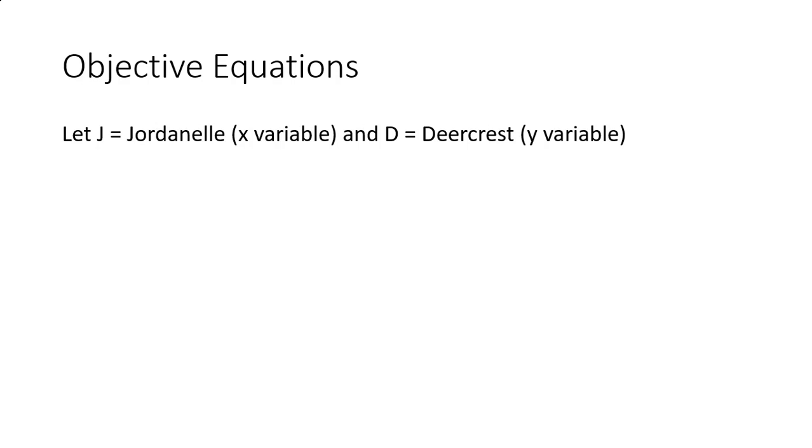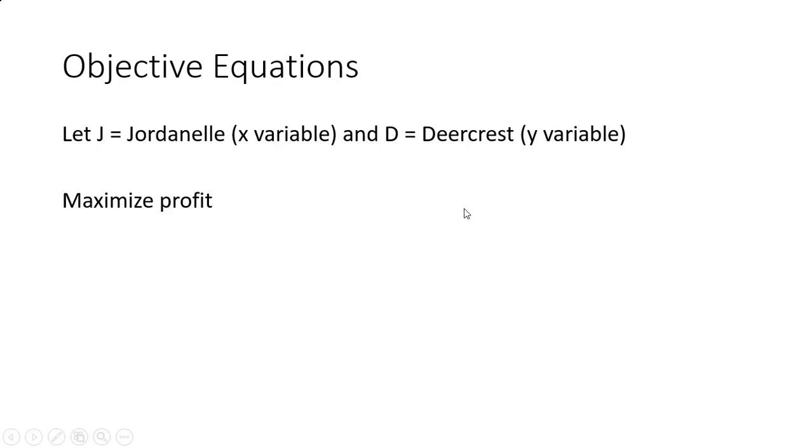I don't like using x and y for variables because then you solve the problem and what's x and what's y. So I'm going to let J equal the quantity of Jordanelle and D equal the quantity of Deercrest. It's very important when we do our analysis to know which is going to be our y variable and which is going to be our x. So to match the book, Jordanelle is going to be our x variable and Deercrest is going to be our y.